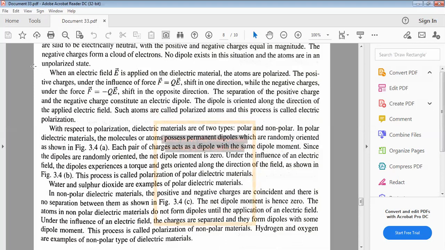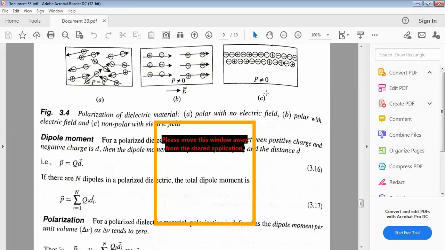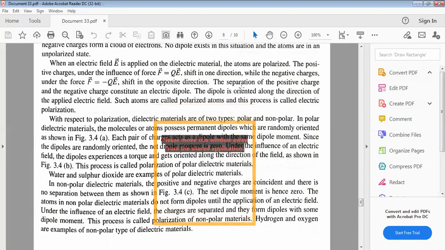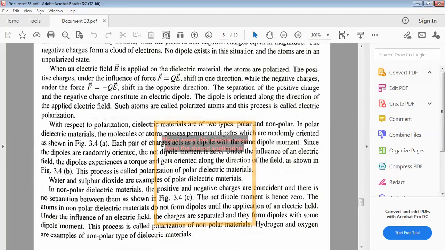In polar type dielectric materials, the molecules or atoms possess permanent dipoles which are randomly oriented. See here, figure A. Here polarization is zero, since there is no orientation in any dipole. Each pair of charges acts as a dipole with the same dipole moment, but since the dipoles are randomly oriented, the net dipole moment is zero.